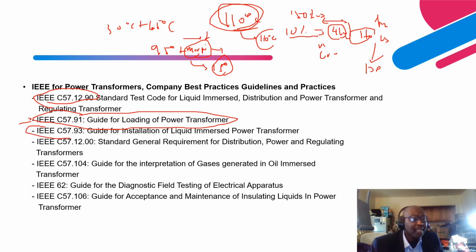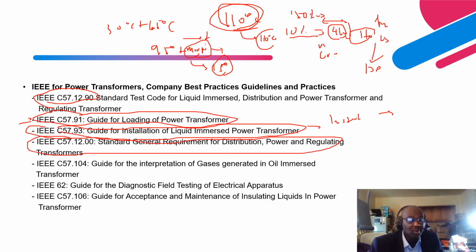Next is IEEE C57.93, right? Okay, so this provides a guide on how to install a liquid immersed power transformer in the field. So this basically comes into construction, where a transformer is installed. Next is general requirements, right? General requirements C57.12.00, right? Okay, so the general requirements are basically an example of this standard.